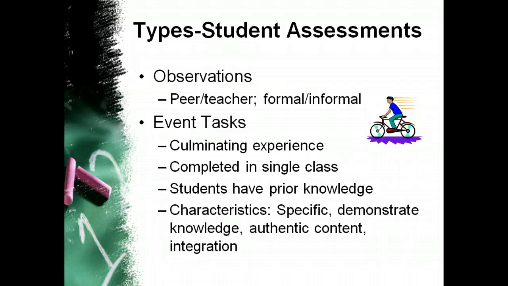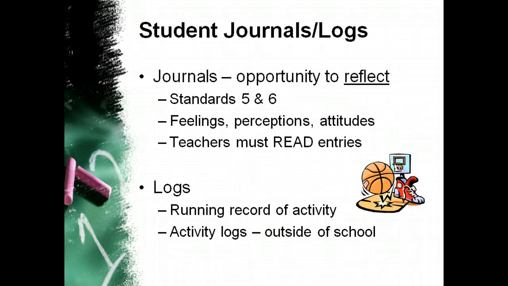Event tasks are things that are called culminating experiences that are completed in a single class. Students have prior knowledge and they use those event tasks to extend their knowledge. Characteristics are they are specific, they demonstrate knowledge, they have authentic content, and they integrate knowledge from one thing to another. A culminating experience example is something like a dance routine or a gymnastics routine at the end of a class.